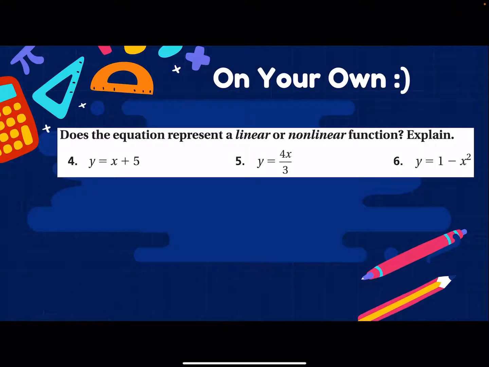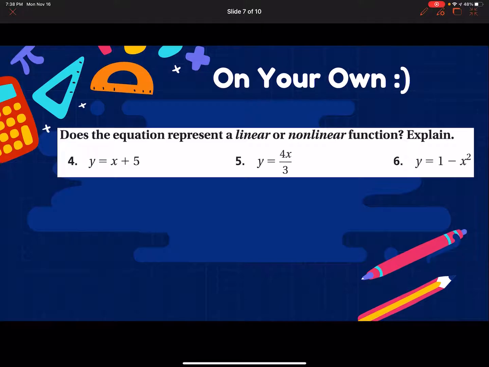Okay, let's look at these 3 examples. Pause the video if you can and look and see what you have as far as the equations being linear or nonlinear.